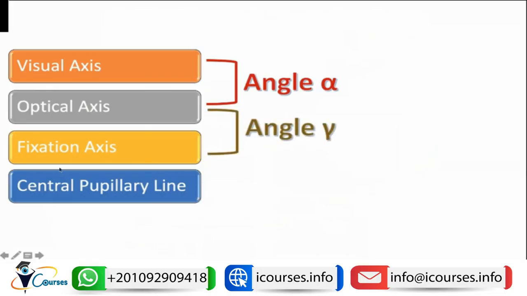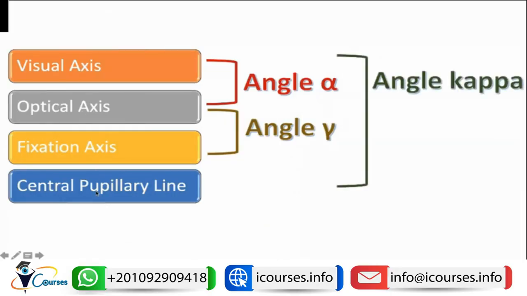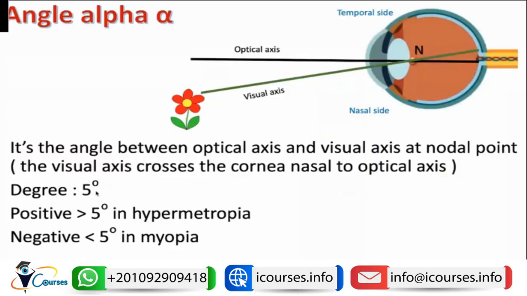While the angle between the optical axis and the fixation axis is called angle gamma. And finally, we have the angle between the visual axis and the central pupillary line, which is called angle kappa. Again, this is very common to be asked in the exam. What are the different axes, what are the different angles, and what are they made from? So let's have more details about these angles.